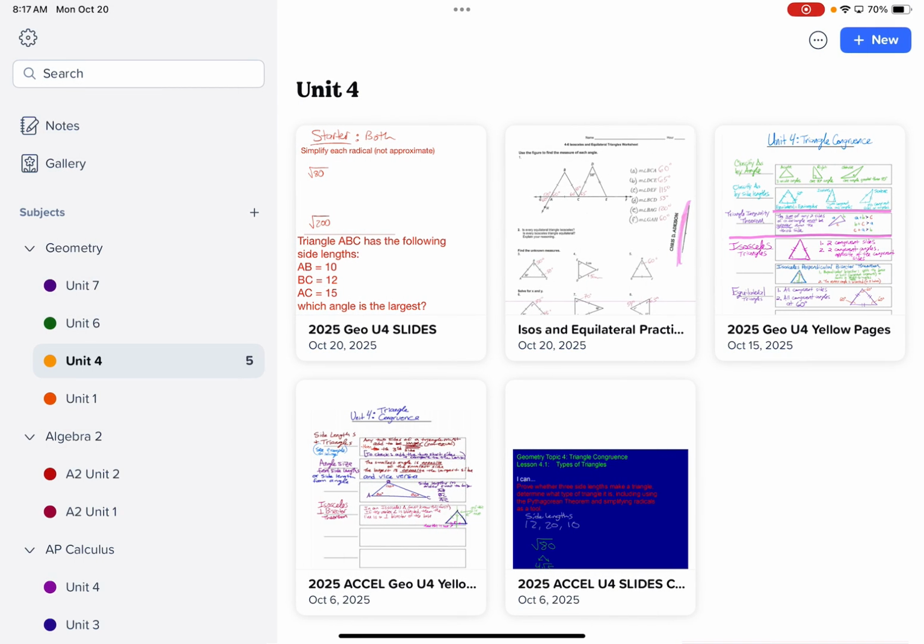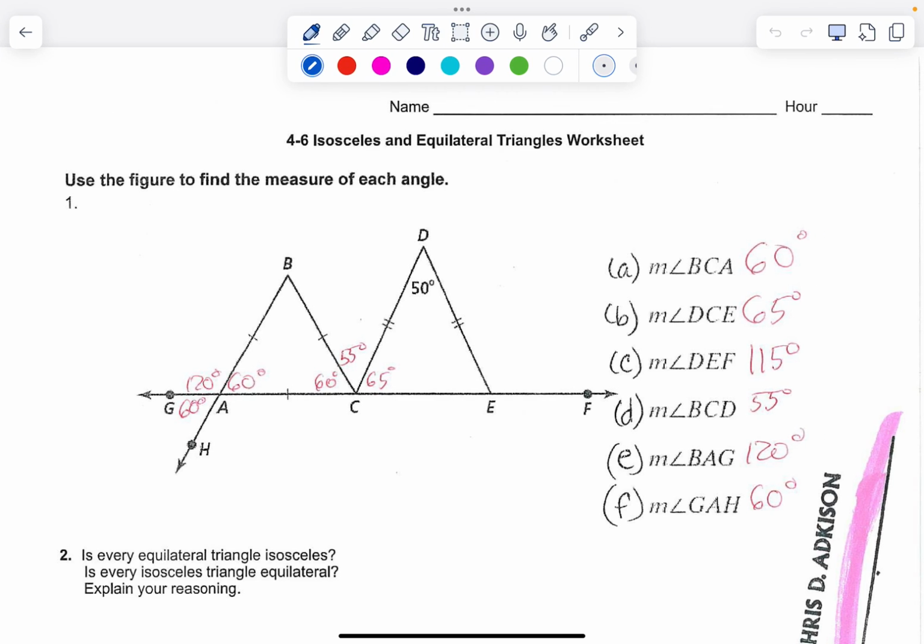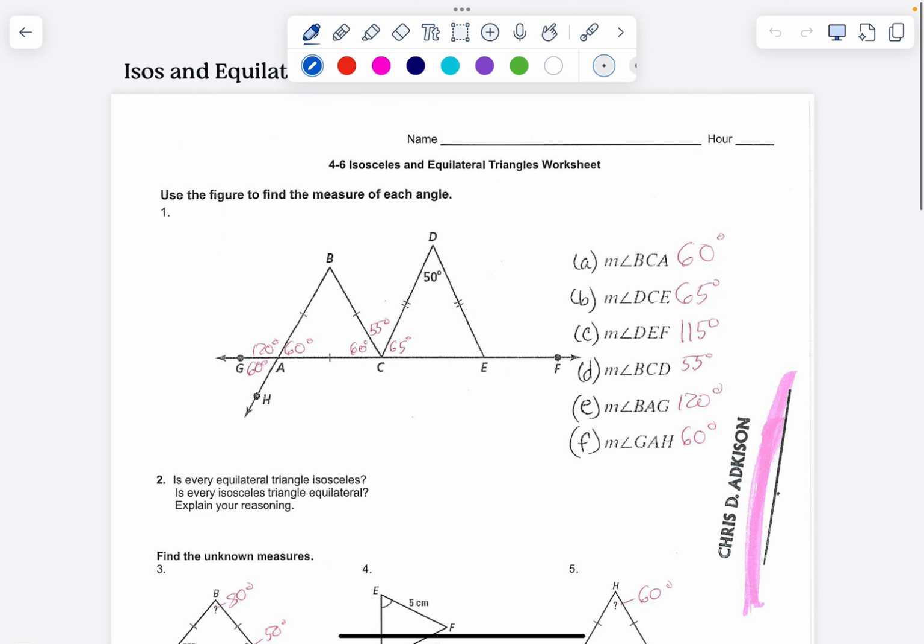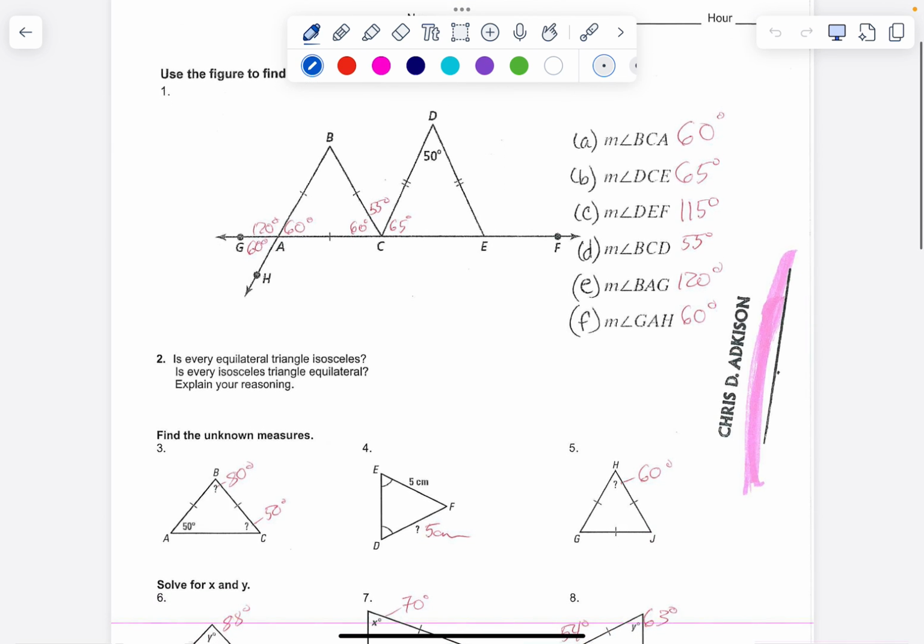Let's check your homework from Friday. I know not everybody finished, but we'll let you check what you did do. And let's go through this as quickly as we can so we can move to the next topic. On this one, you should have got 60, 65, 115, 55, 120, and 60. Any questions on the first picture?